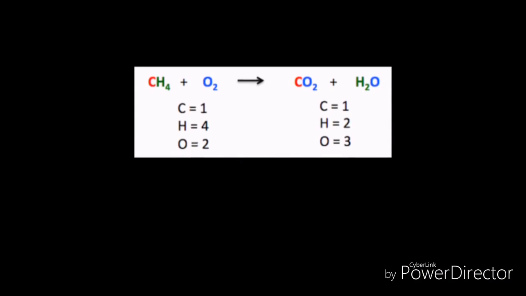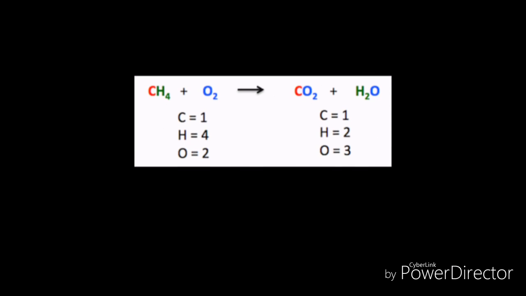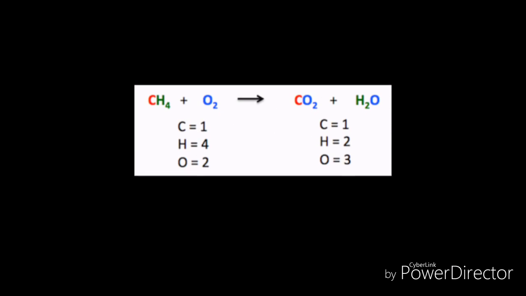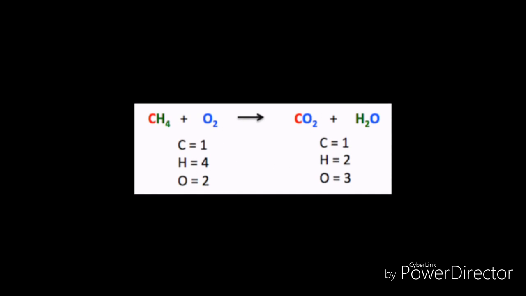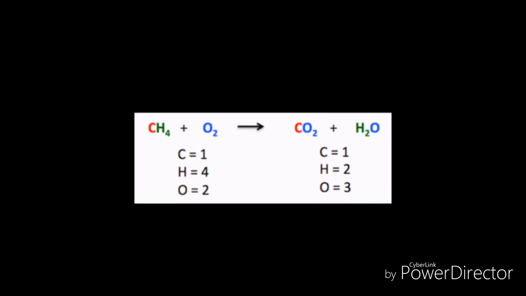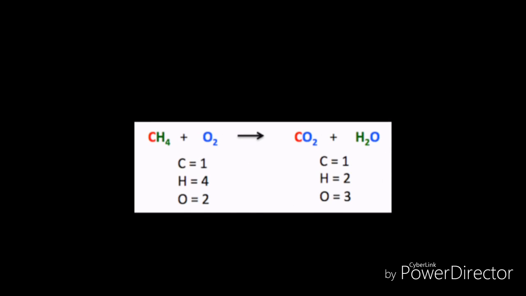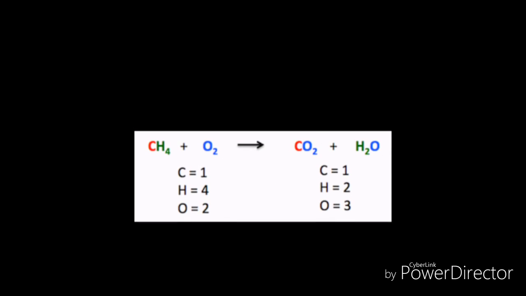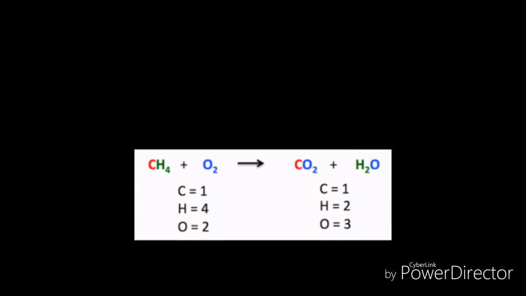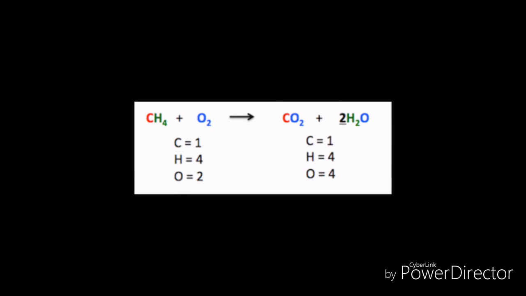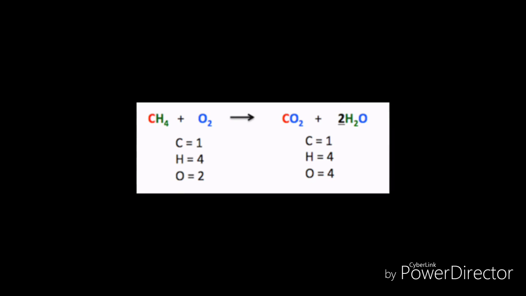This is a reaction between methane and oxygen, producing carbon dioxide and water. The reaction shown is a combustion reaction. A compound reacts with oxygen and produces carbon dioxide and water. The technique is to balance the carbon atoms first, then the hydrogen atoms, and then the oxygen atoms. In this case, the carbon atoms are already balanced. So now we'll look at the hydrogen atoms.